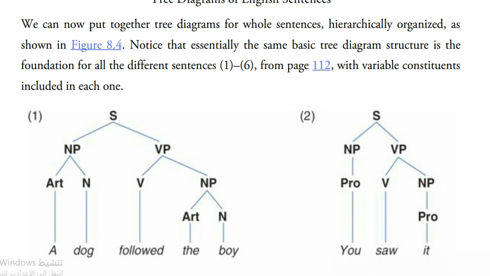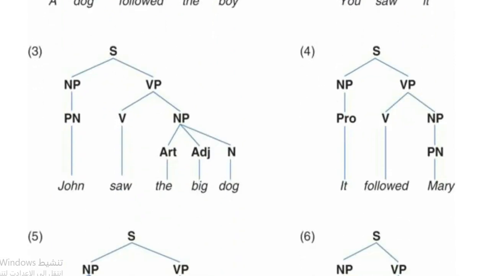We have here "you saw it": we have noun phrase, pronoun, and we have verb, and noun phrase, pronoun. Another example: we have here sentence, noun phrase, John saw the big dog. Big here is an adjective, and the big dog is a noun phrase. Under the sentence we have subject noun phrase, verb plus noun phrase, and here we have a proper noun, PN.